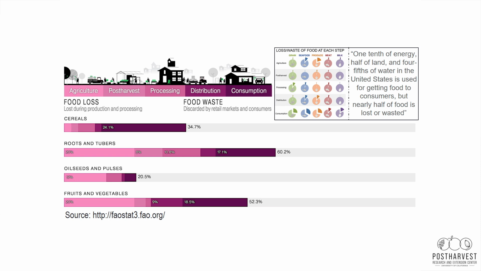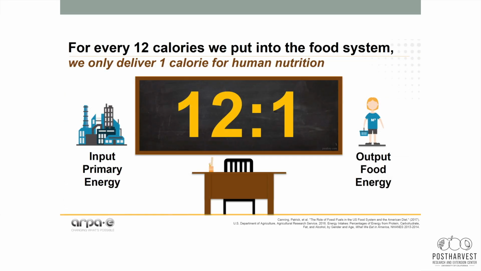This takes us to a different statistic. As you say, for every 12 calories we put into the food system, actually 1 makes it to the consumer. And the question at the end of the day is, how can we improve this? How can we make this better? How can we offer safer, better quality products? One avenue is through technology.